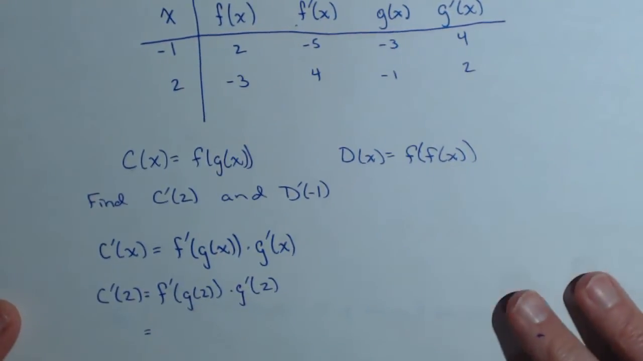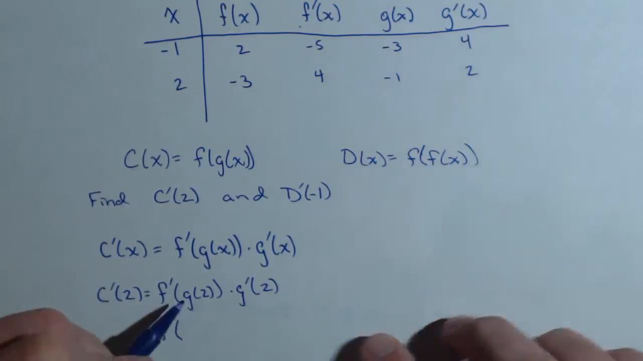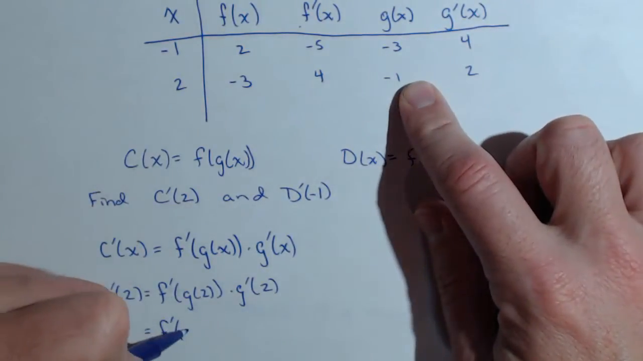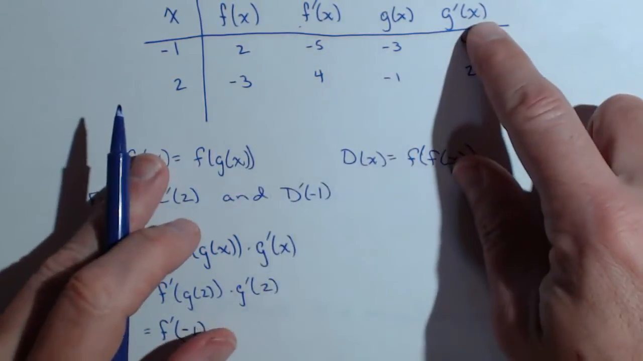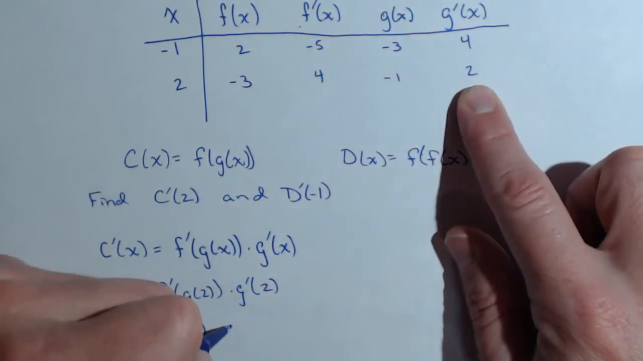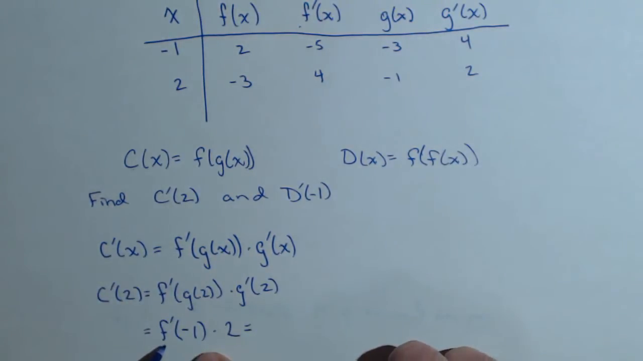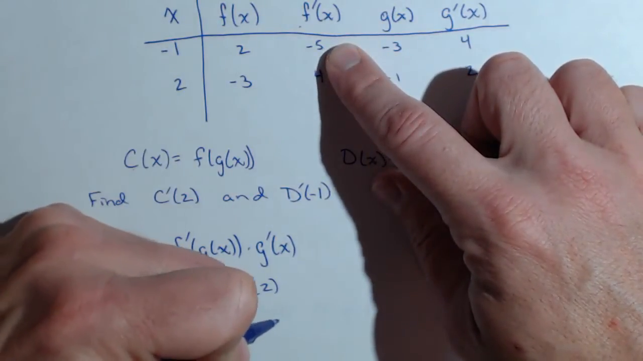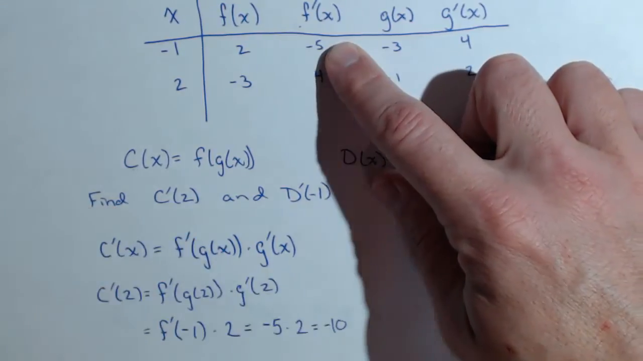Now let's see, we're going to use our table to get these values. So we have f prime of, now g of 2, g of x is here, g of 2 is -1, times g prime of 2 is 2. Now we need f prime of -1. Well, here's f prime of -1 is -5, so it's -5 times 2, or -10.